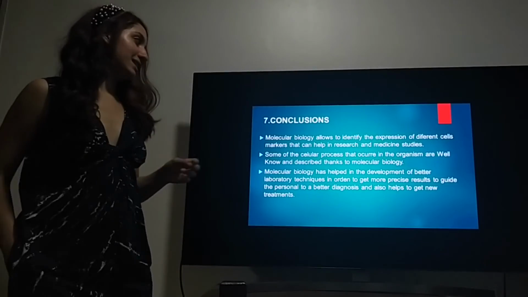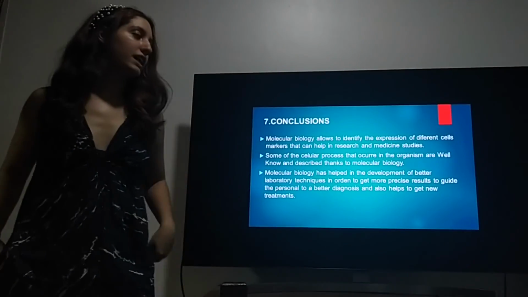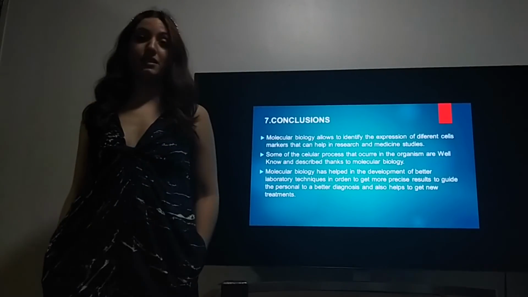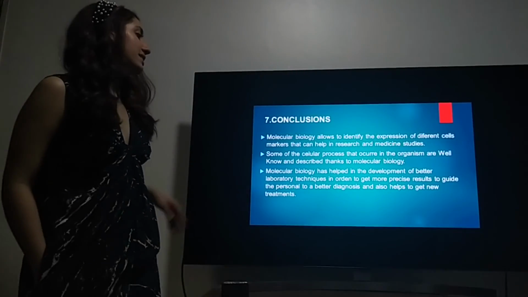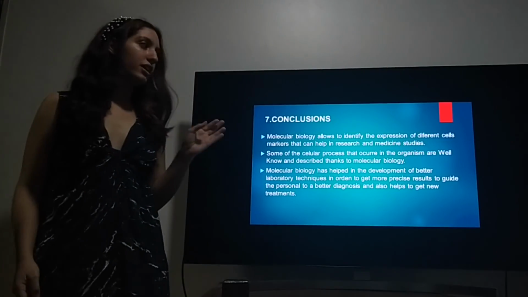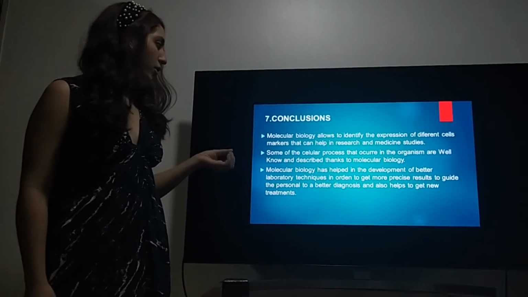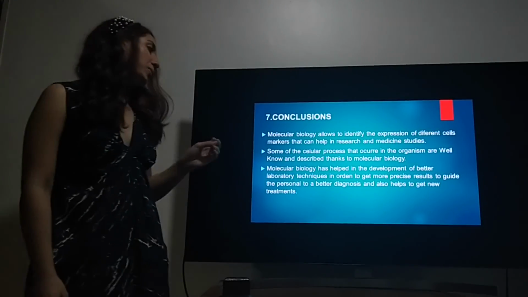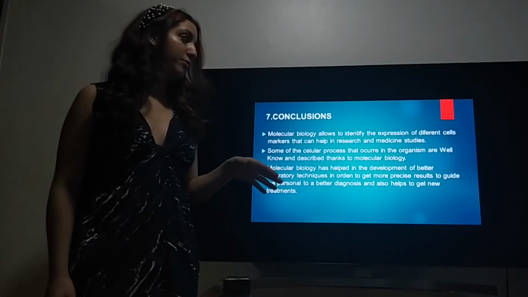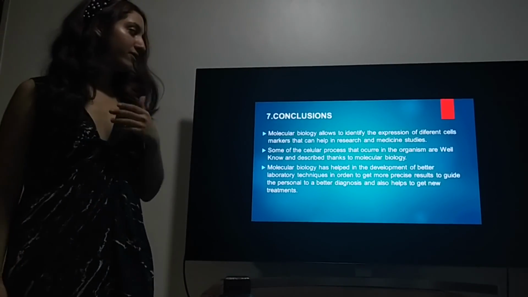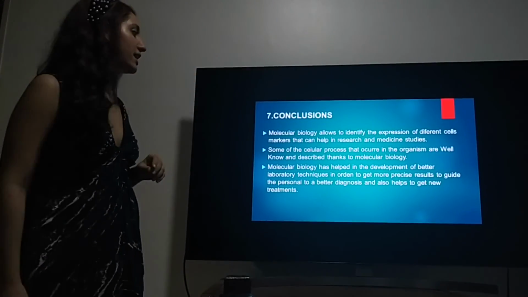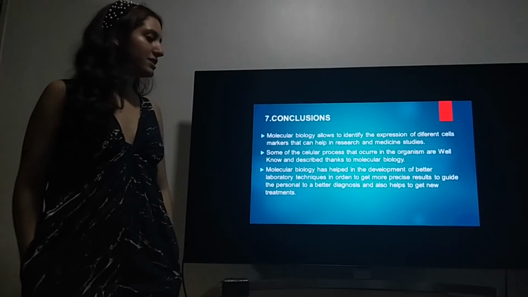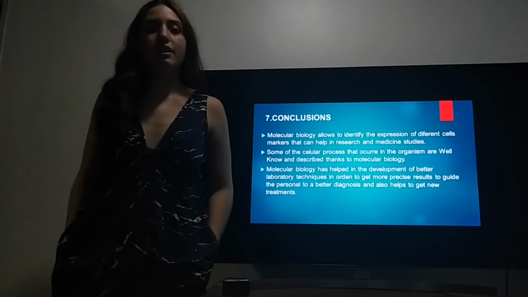So in conclusion, molecular biology allows us to identify the expression of different cell markers that can help in research and medicine studies. The second one is that some of the cellular processes that occur in organisms are well known and described thanks to molecular biology. And the third one is that molecular biology has helped in the development of better laboratory techniques in order to get more precise results, to guide the personnel to better diagnosis, and also helps to get new treatments.